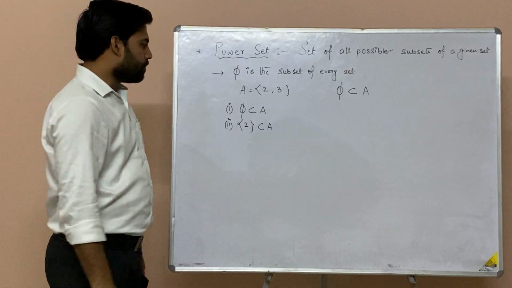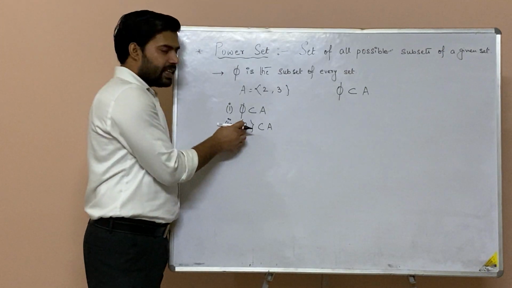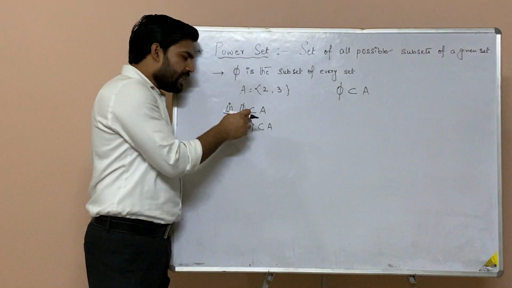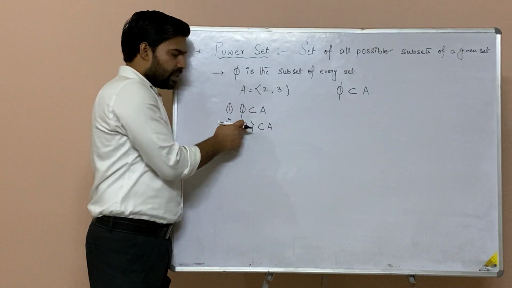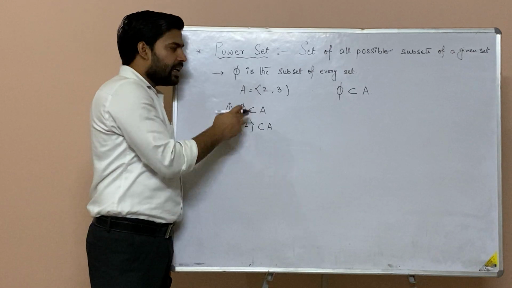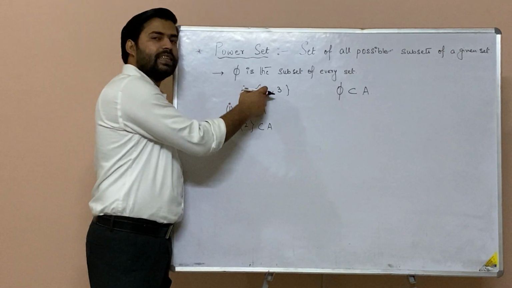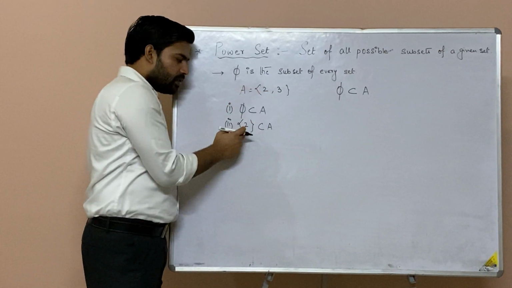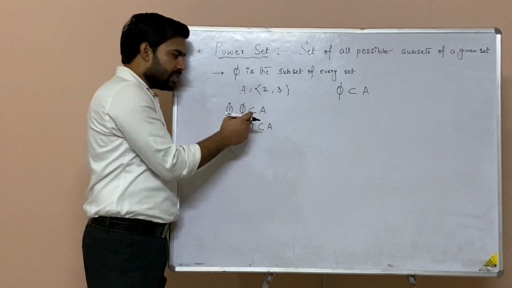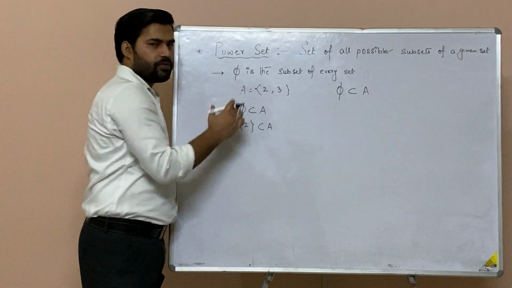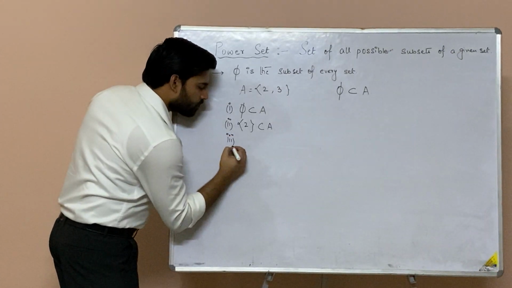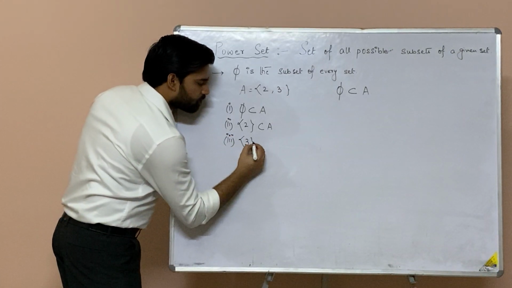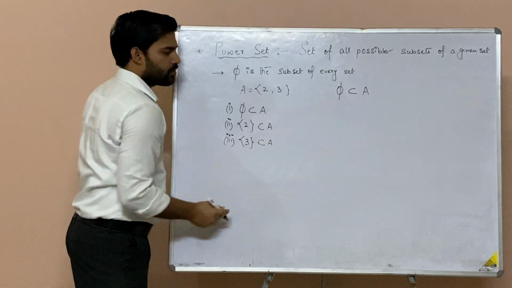Yes, it is. That means this is a set containing element 2. Is this element 2 contained in set A? Yes, it is there. Is A having 2 as an element? Yes, it is. That is why single 2 is said to be a subset of A. Similarly, I can have 3 also as a subset of A.